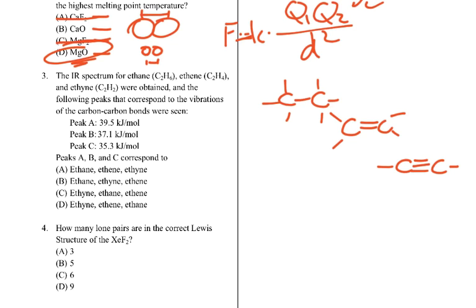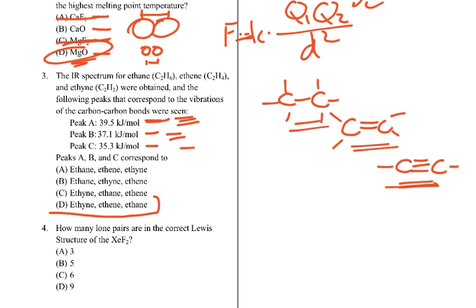So this corresponds to the vibrations. The stronger the bond, the more energy it's going to take for that vibration, higher energy. So if we have 39, 37, 35, peak A is 39, so that's the strongest one, so that's my triple bond. The medium one's my double bond, the lower one's my single bond. So my peaks A, B, and C correspond to ethyne, ethene, ethane. That's answer D.